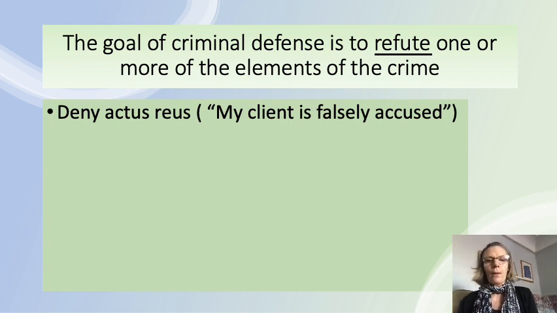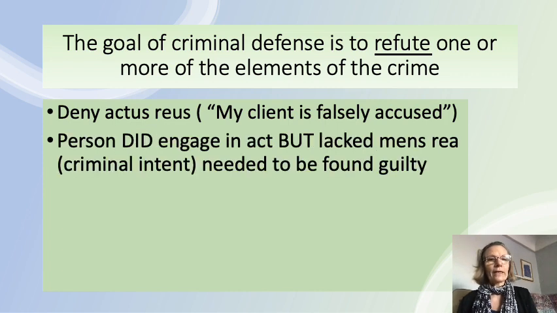Okay. And so, as we know, people are falsely accused of crimes, and yet they are still found guilty. There's a whole group called the Innocence Project that looks at DNA evidence to basically exonerate people who were falsely accused. So that's one thing that the defense attorney can do: deny actus reus, or call into question actus reus.